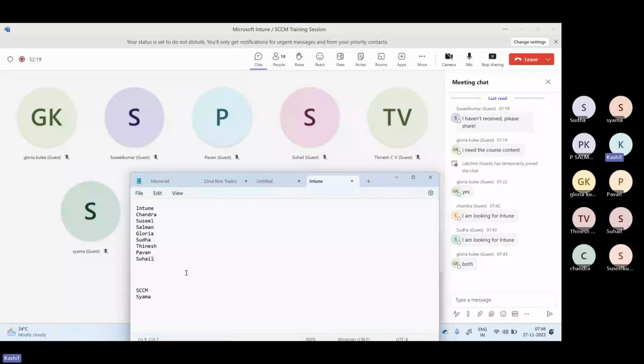Only Syama, you are looking for SCCM training. Okay. So I will start SCCM at a different time, and Intune at the same time. So tomorrow, 7 o'clock, we will continue with the Intune session. And for SCCM, hopefully at 9 a.m. India time. 9 a.m. will be 10:30 for you, those who are in US.